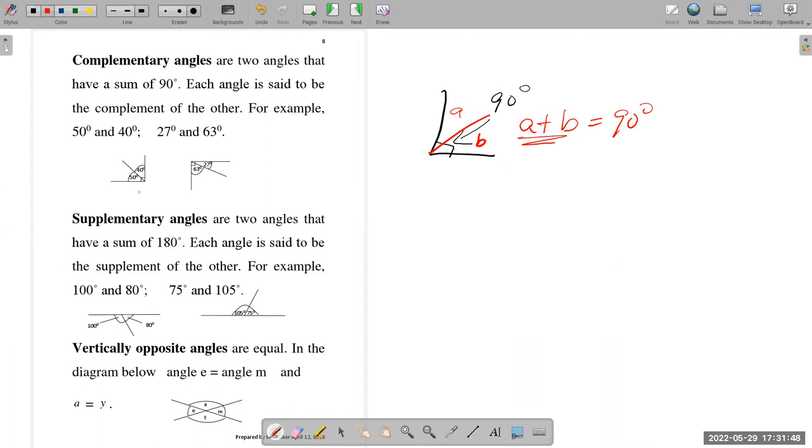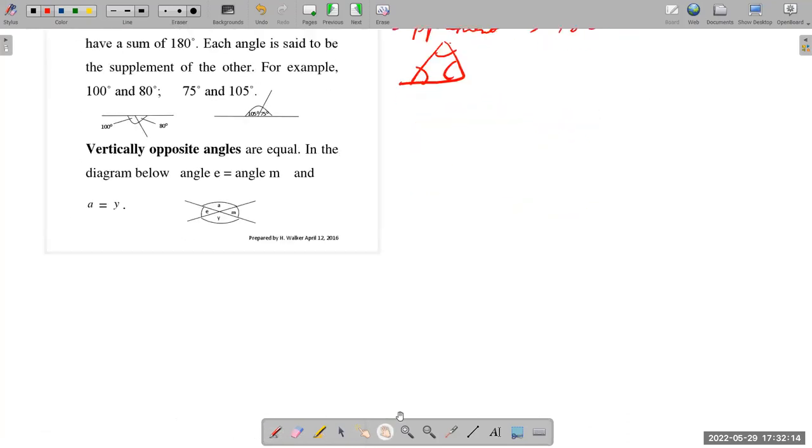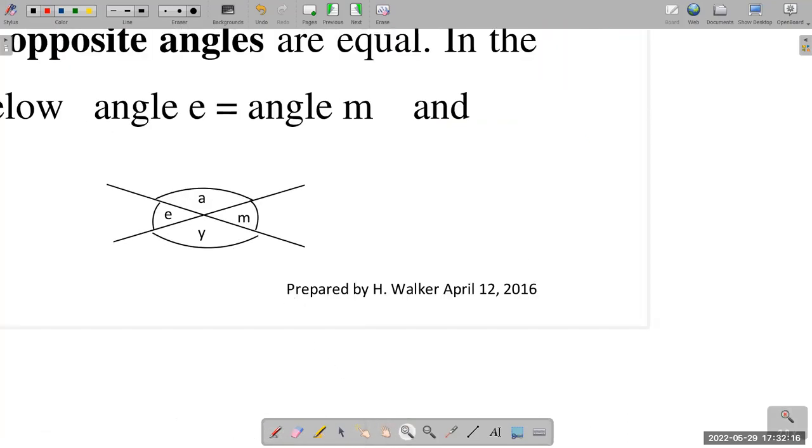The next type of rule that is pretty used often in geometry is supplementary. The word supplementary also means 180 degrees, when angles add up to 180 degrees. So what other type of angles add up to 180 degrees? Angles in a triangle. So we can describe the angles in a triangle to be supplementary because they add up to 180 degrees.